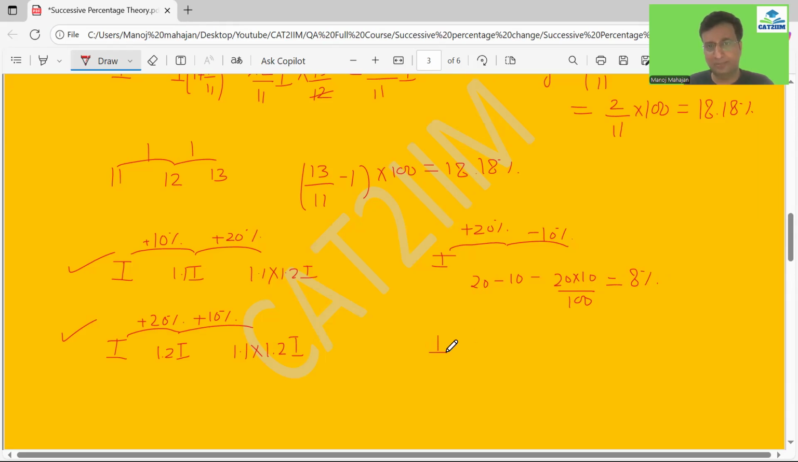Let me take another example where both the figures are negative, minus 20 and minus 10. Again use it with the sign, minus 20 minus 10. Now remember, it is a multiplied with b, divided by 100. So minus minus would actually become plus over here. So what I have is minus 30, and this would be plus 2. So minus 28% we are going to have over here. So this is what you need to understand.